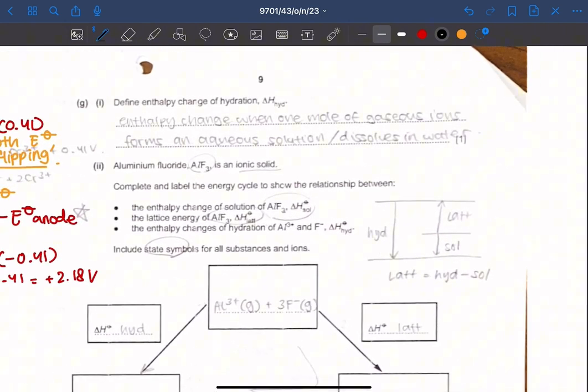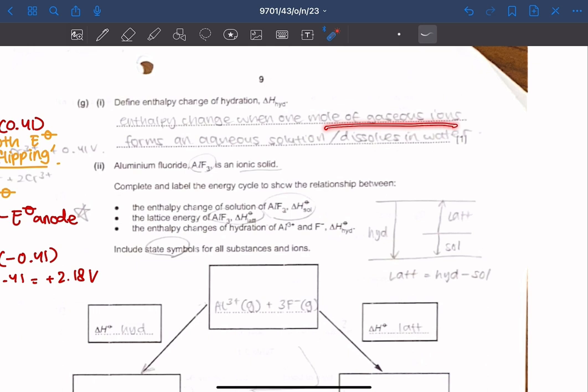GI. Define the enthalpy change of hydration. So enthalpy change of hydration is the enthalpy change when 1 mole of gaseous ions forms an aqueous solution, or dissolves in water. It is practically when ions dissolve in water and the ions form bonds with the lone pairs of the O in the H2O molecule, and when it forms bonds, energy is released, and that is practically the enthalpy change of hydration.